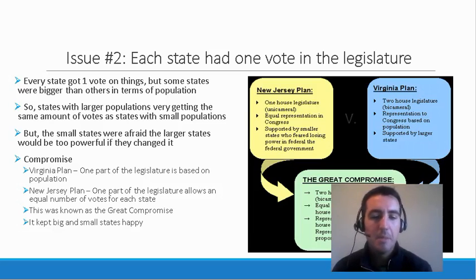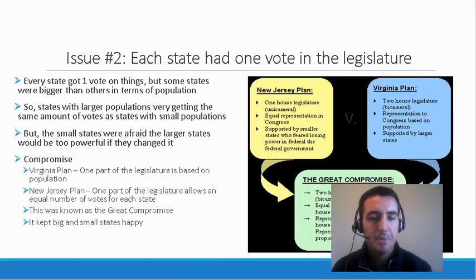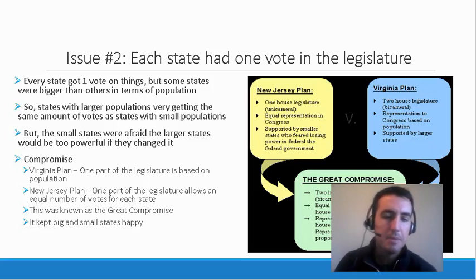So when you combine them together, and it was known as the Great Compromise, you have something that satisfies the desires of the big states. The Virginia plan, which meant that Congress was based on population in one part of it. And then you had the New Jersey plan, where all the states were equal regardless of population. So you keep them both happy. That's the idea of compromise.